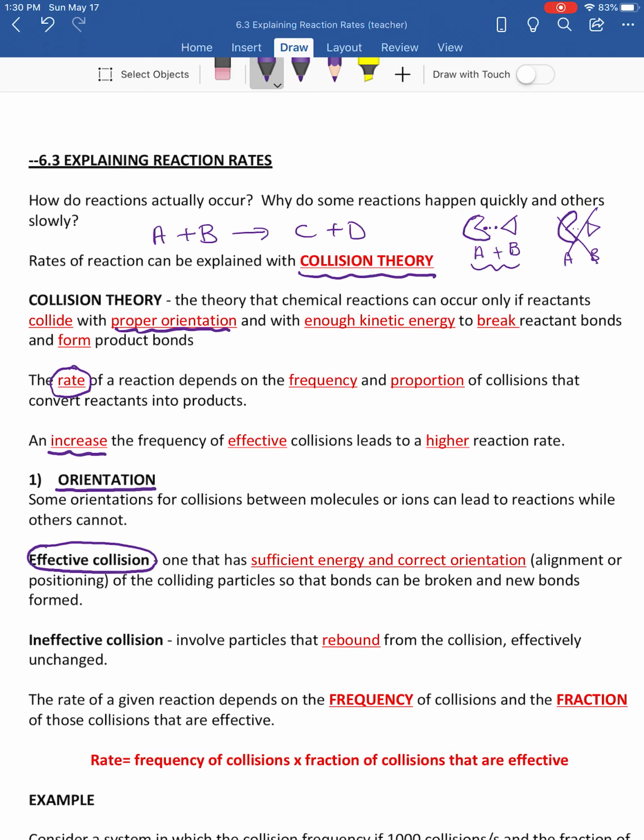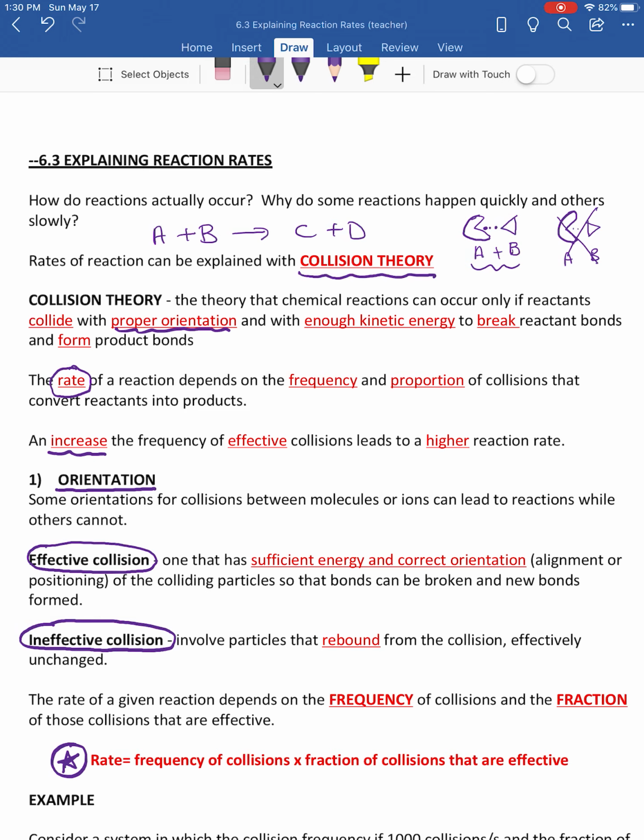Those effective collisions are the ones that have the right orientation and enough energy to break old bonds and make new bonds. We also have these unfortunate collisions that, yes, they're colliding, but they're not successful. So we didn't make C or D. They rebound, and they're really unchanged. So A and B stay the same. So the rate of reaction, and here's a nice little mathematical formula for us, depends on the frequency of collisions and the fraction of those collisions that are actually effective.